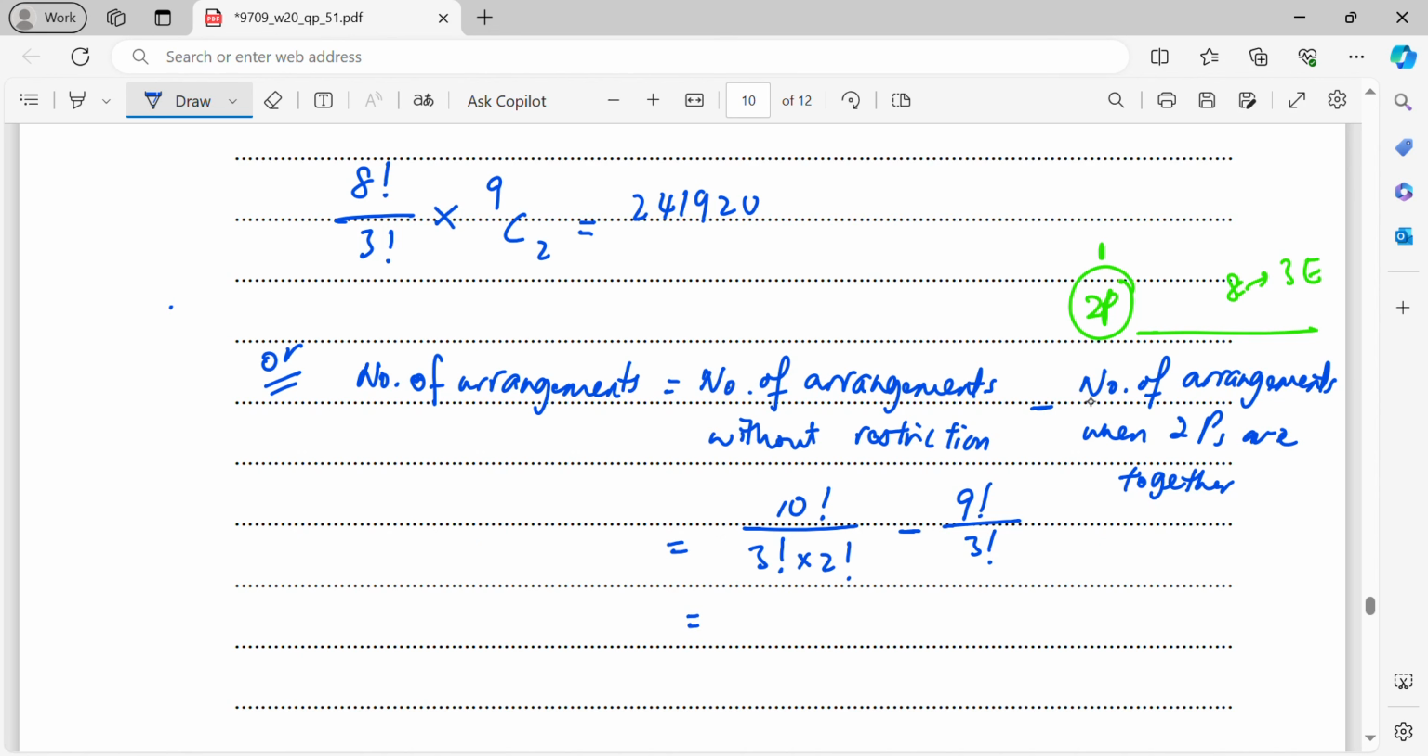So that means you will be getting 302400 minus 60480, and then the answer is going to be 241920. So it's the same final answer. Here we have 2 options to solve the question.